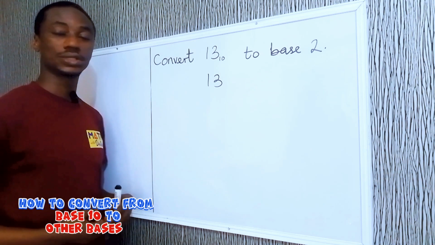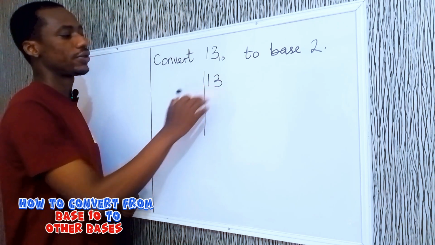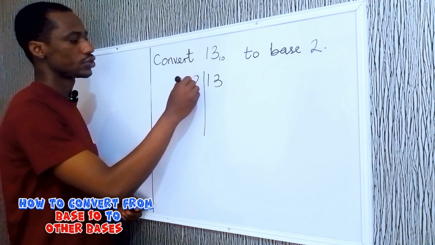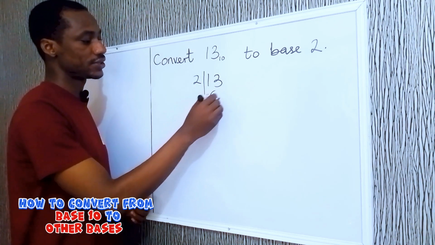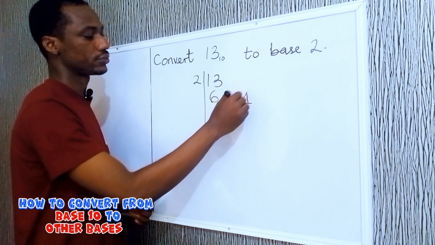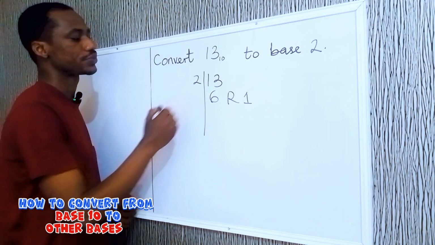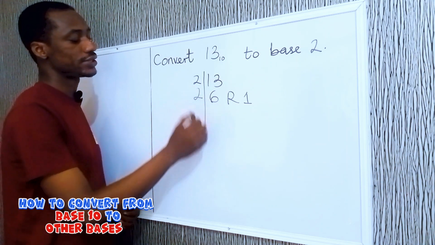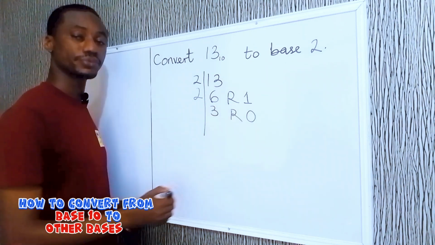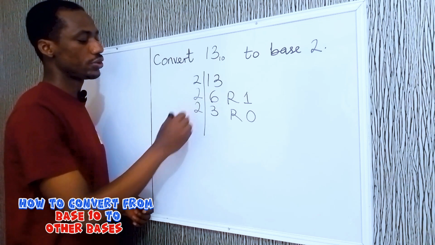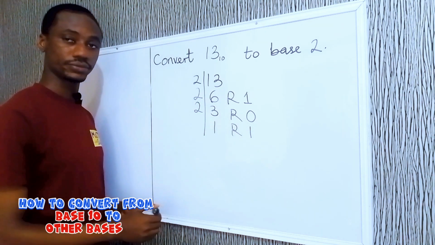So let's do that with this number since we are converting to base 2. We are dividing 13 by 2. We know 13 divided by 2 is 6, remainder 1. Remember I said you take note of the remainders. That's where you pick your answer. So 2 again, 2 in 6 is 3, remainder 0. Then 2 in 3 is 1, remainder 1.